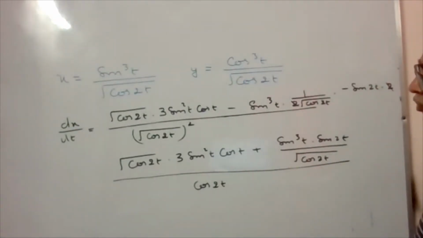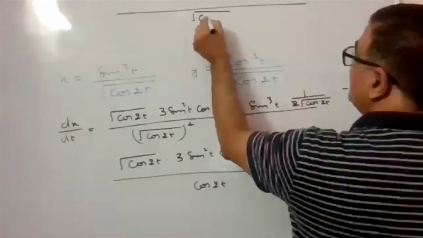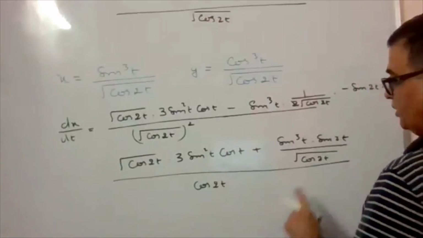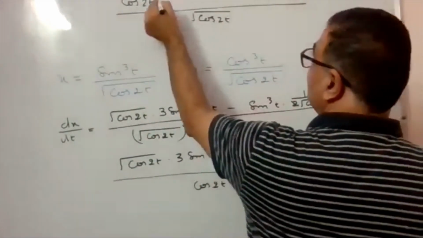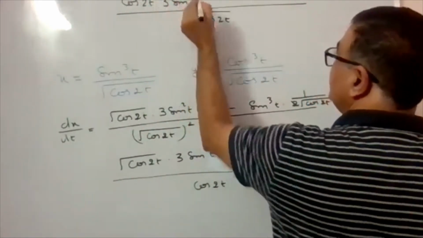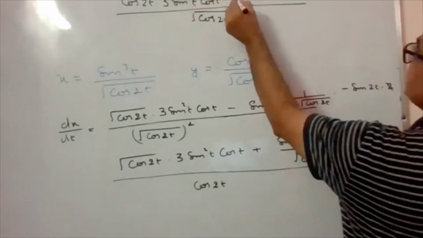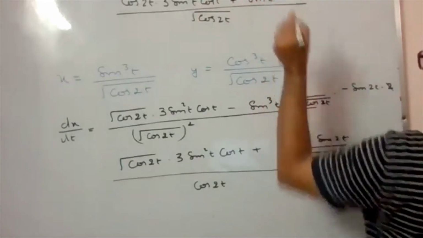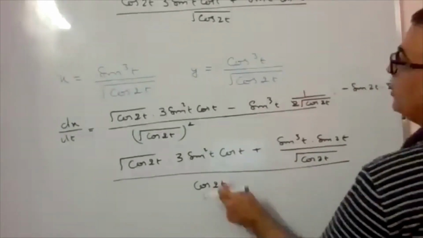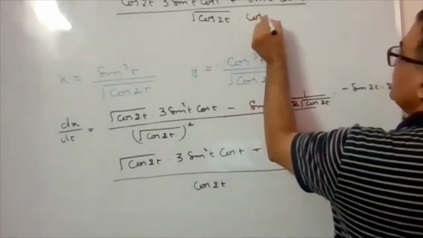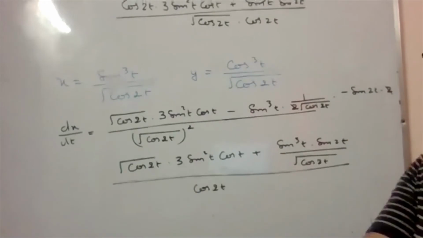Now I'll take the LCM of cos 2t in the numerator. Root of cos 2t is the LCM. When you take it, this will become cos 2t into 3 sin square t into cos of t, then plus sin cube of t into sin 2t. And this cos 2t is still there, so into cos 2t is here. This is our dx by dt.